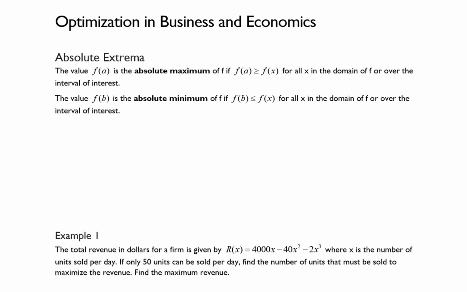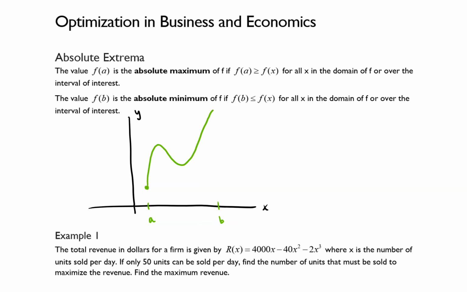The value f of b is the absolute minimum of f if f of b is less than or equal to f of x for all x in the domain of f or over the interval of interest. So let's look at a rough sketch of a graph. So here's my y-axis and here is my x-axis, and let's say I have a function and I'm looking over the interval from a to b, and it looked something like that.